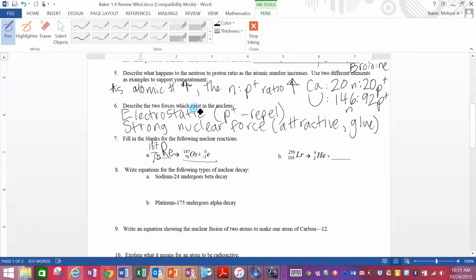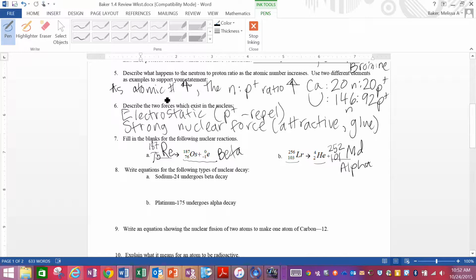Letter B is a little different. This gives you the starting material and it says it's losing a chunk of itself. It's undergoing alpha decay. So we need to subtract. 256 minus 4 is 252. 103 minus 2 is 101. And that happens to be Md. And this is an alpha decay, just to be a little more thorough and label these. And back over here, this was a beta decay.